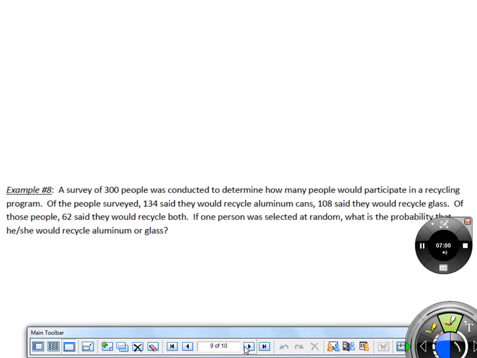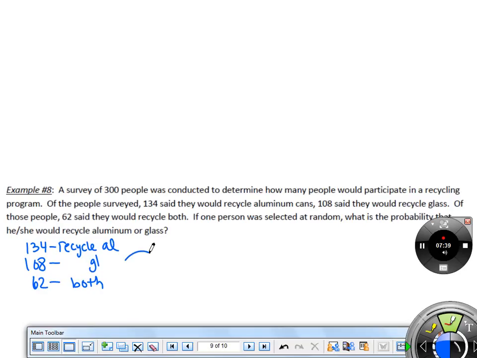Right. A survey of 300 people was conducted to determine how many people would participate in a recycling program. Of the people surveyed, 134 said they would recycle aluminum. 108 said they would recycle glass. Of those people, 62 said they would recycle both. If one person was selected at random, what's the probability that he or she would recycle aluminum or glass?